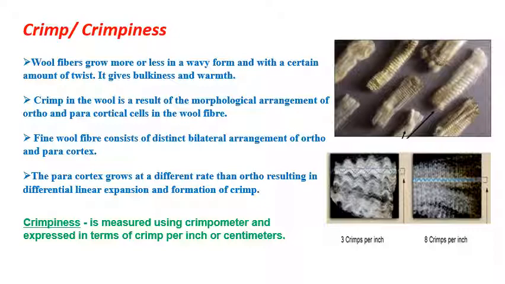In the cortex, two kinds of cells are there, ortho and para. In case of fine wool, these two cells are arranged in a bilateral manner, and this paracortex, which is more at the outer side, grows faster, whereas the other one grows a little slower. So that leads to the crimp formation. Crimpiness is measured using a crimpometer and expressed in terms of crimp per inch or centimeters.